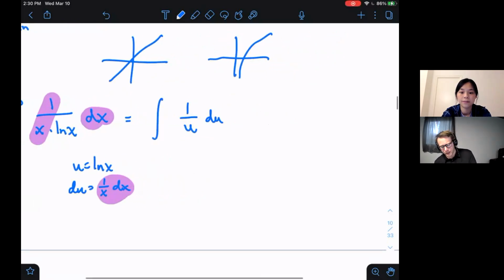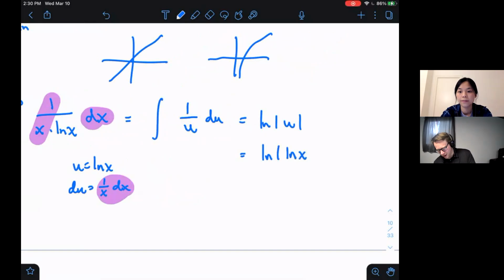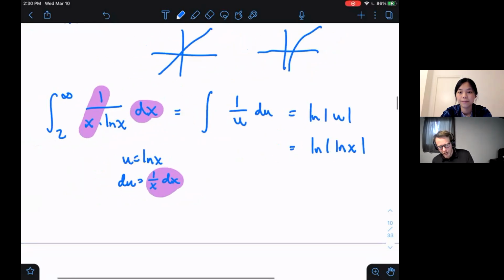And so when we integrate this, we're going to have the natural log of the absolute value of u, or the natural log of the absolute value of, and u is equal to the natural log of x. Oof, compositions of the natural log function, never a pretty thing. But we're going to try our best to plug in here from 2 to infinity.